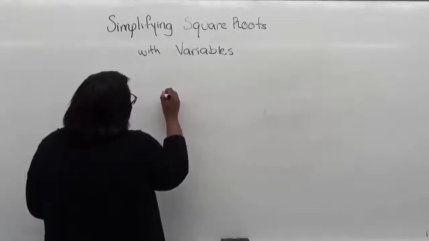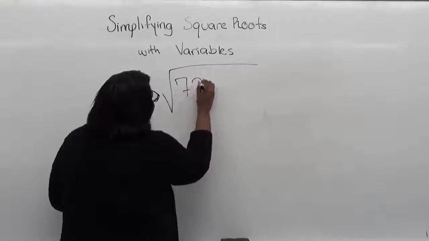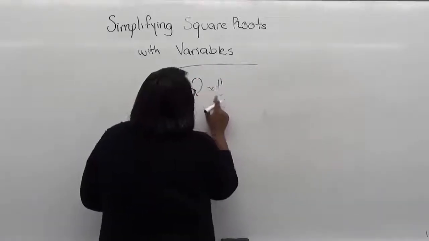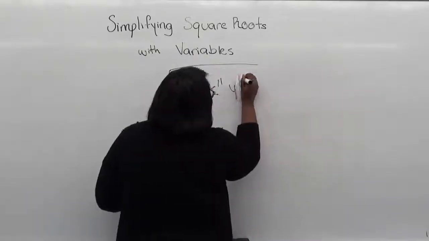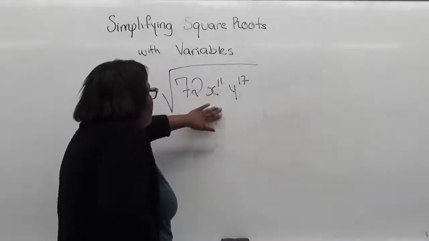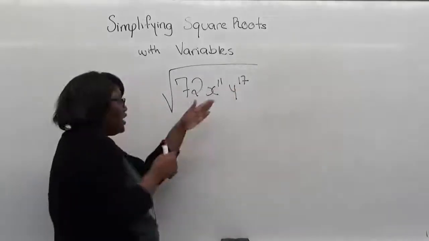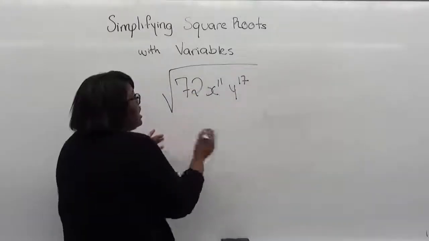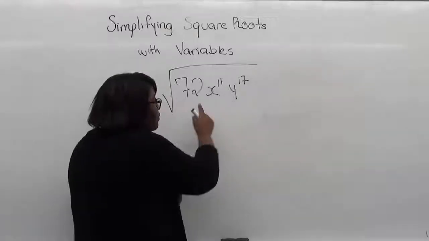Now, let's take the square root of 72 times x to the 11th power y to the 17th. Okay. Here, we see that we have odd numbers in their exponent. So we're going to rewrite this expression in terms of an even exponent and an odd exponent for both variables.